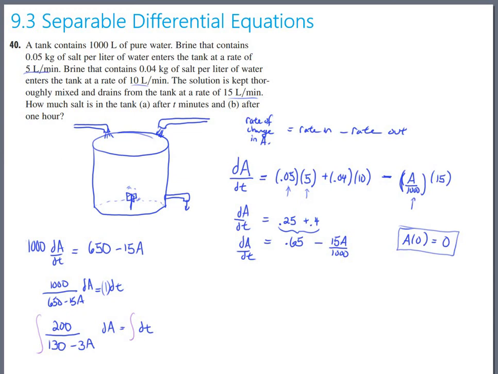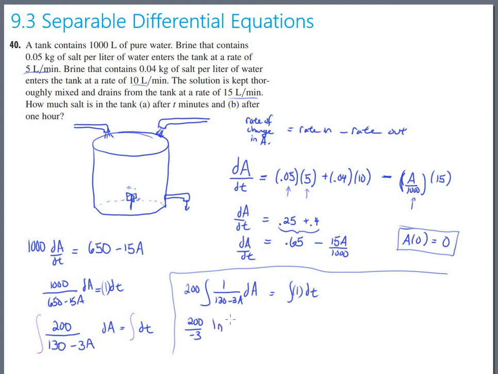On the left-hand side, I'm going to factor the 200 out of the integral. So I've got 200 times the integral of 1 over 130 minus 3A dA equals the integral of 1 dt. The left-hand side needs a little u substitution, which I'm going to skip.